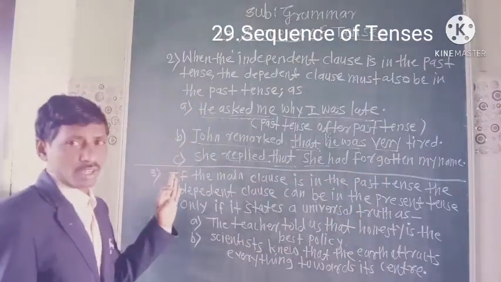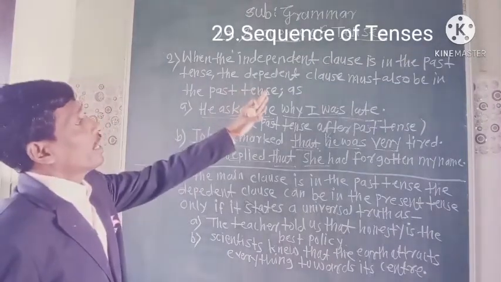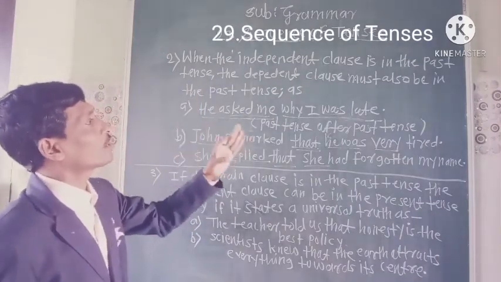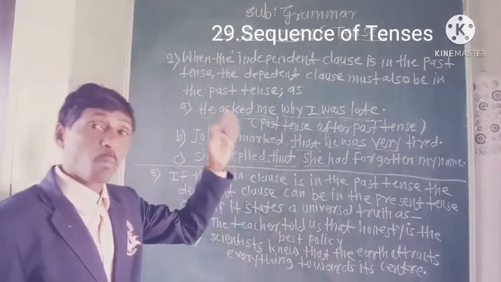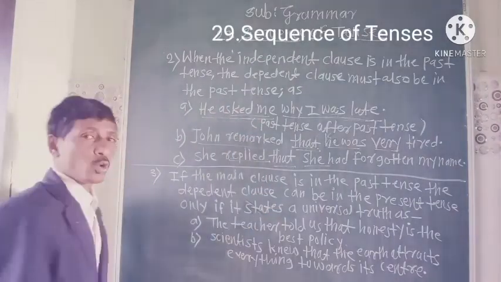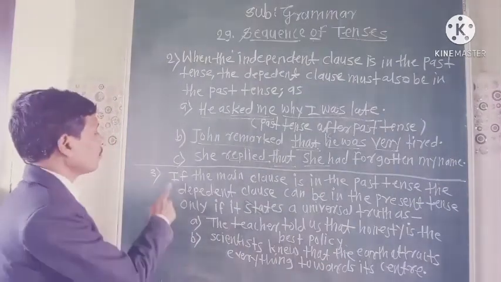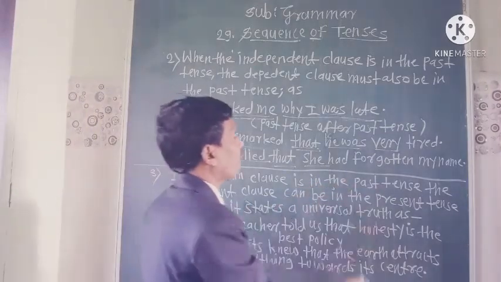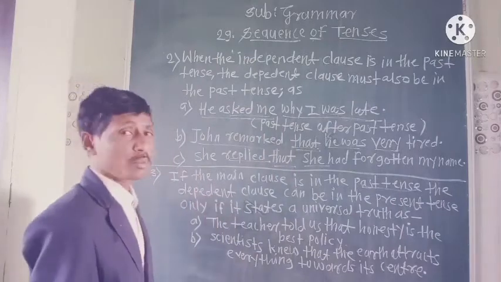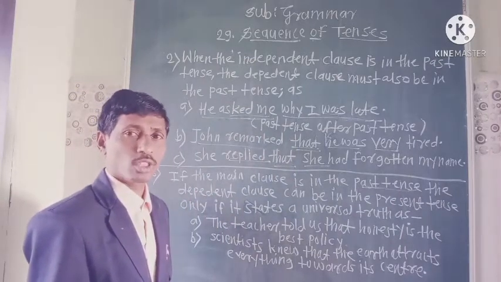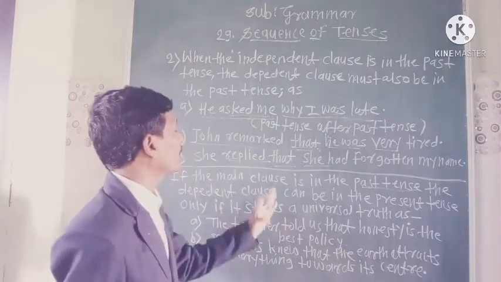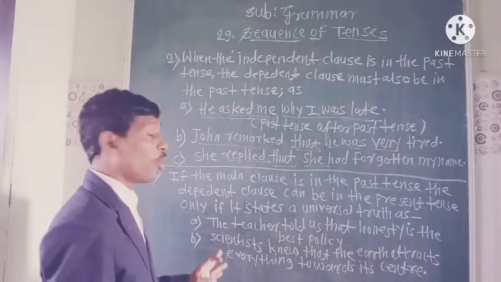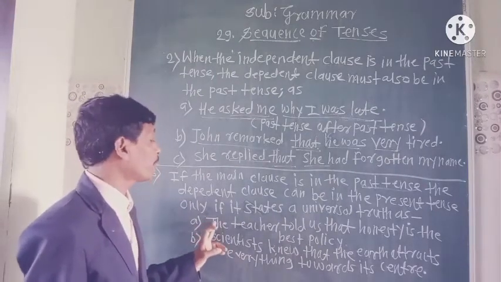So rule number three. If the independent clause is in the past tense, the dependent clause must also be in the past tense. Rule number three: if the main clause, same as the independent clause or principal clause, is in the past tense, the dependent clause can be in the present tense only if it states a universal truth.